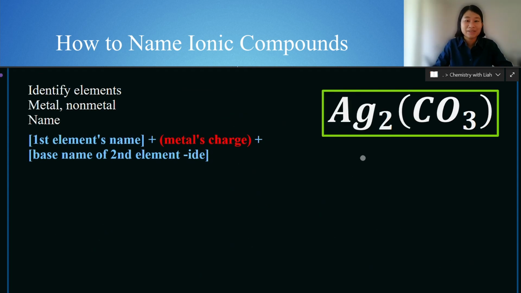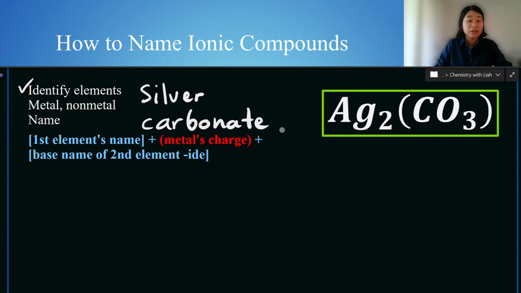Now let's do one last example. Now we have Ag2CO3. We need to identify the elements. Ag is silver, and CO3 is another common ion called carbonate. The thing to know about carbonate is that it has a -2 charge. Now we have identified the metal and the nonmetal. Obviously, silver is a metal. Carbonate will be our nonmetal. Now, silver, even though it is in that middle part of the periodic table, has a standard charge of +1.